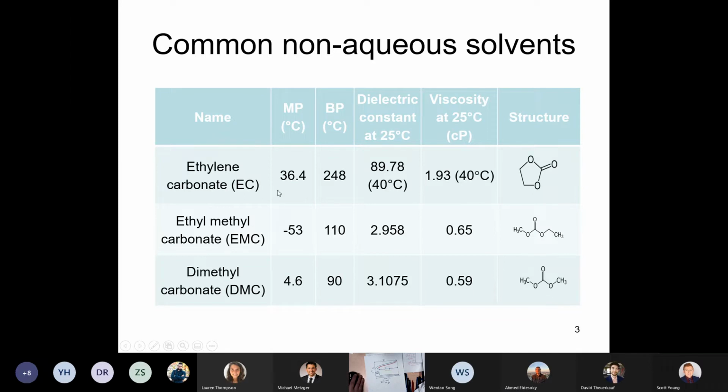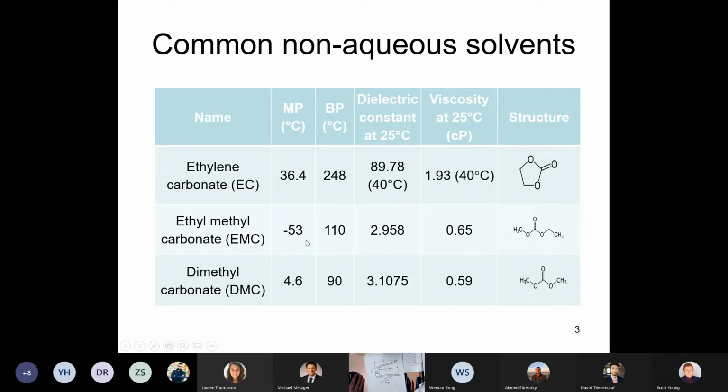So if you look at these things, EC has a high melting point. It's a solid at room temperature, so it's not going to be too good as a battery electrolyte. But it has a huge dielectric constant, so it can dissolve salts. And at 40 degrees C, it's very viscous. And we'll learn that the higher the viscosity, the lower the ionic conductivity. So you want low viscosity solvents for high ionic conductivity.